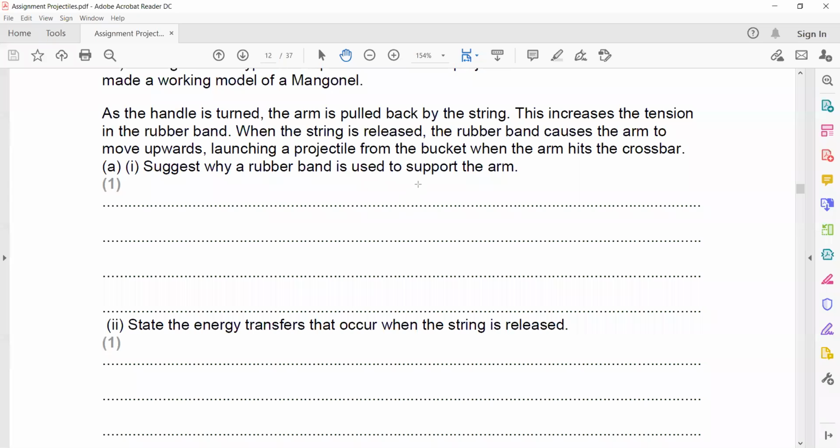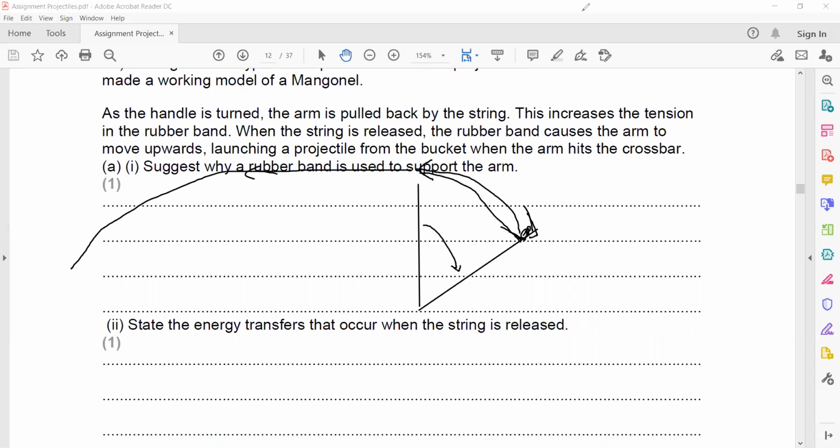Like an example, what happens basically? Look, this is a model mangonel. First, it is pulled back. When it is pulled back, it will stretch the rubber band. And there's a bucket here, and the bucket has a stone. So when we release, the rubber band returns back, transfers the energy and converts it into potential. So the rock will have a projectile motion.